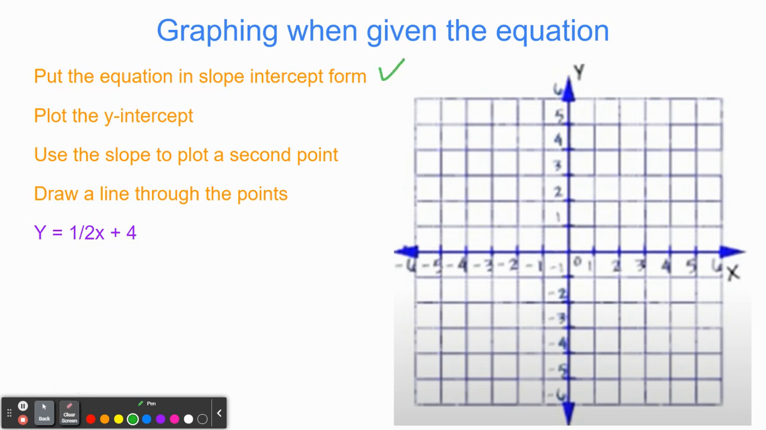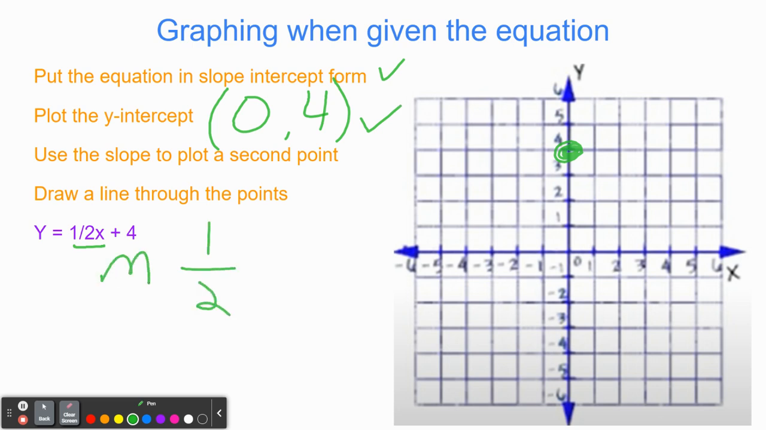I want to plot the y-intercept. So if x equals 0 here, 1/2 times 0 is 0. So y would equal 4. 0, 4. I can do that right there. 0, 4. Check. Use the slope to plot a second point. I have positive 1/2 as my m value. That could also be -1 over -2. Those are equivalent. So let's start with the positive one.